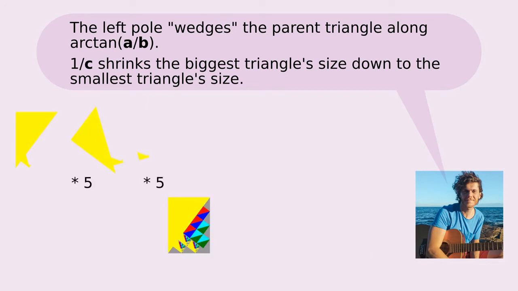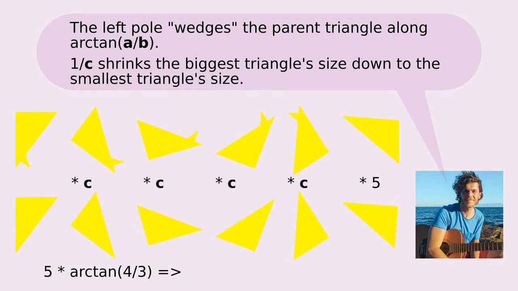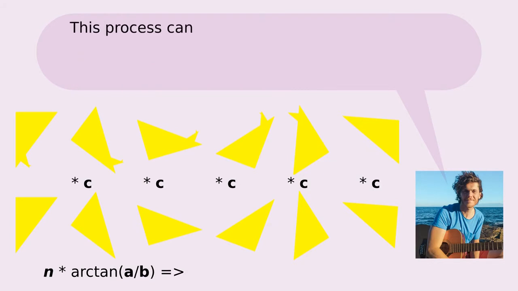Multiply by 5, multiply by 5, multiply by 5, and multiply by 5 to finally reach the end. Or 1 times arctan 4/3, 2 times arctan 4/3, 3 times arctan, 4 times arctan, 5 times arctan. C times C times C times C times C, n times arctan A divided by B.